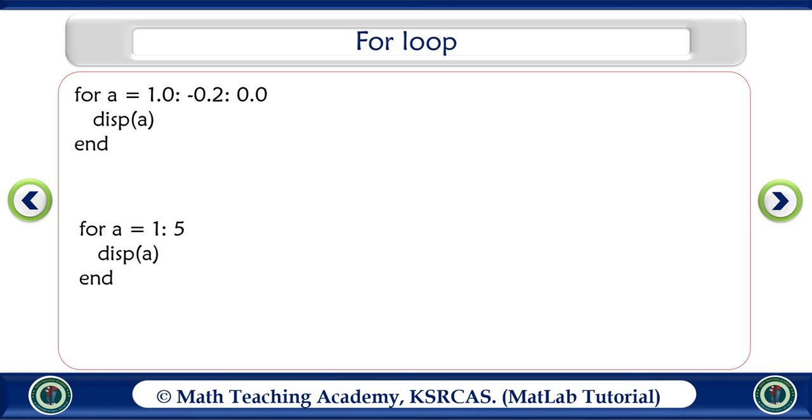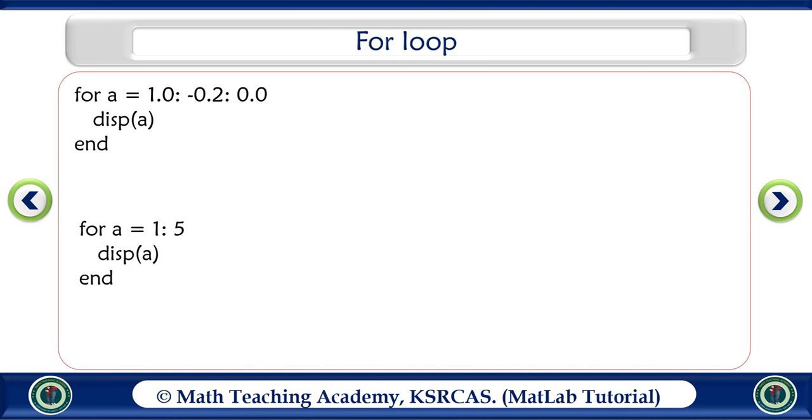Then the command disp of a is encountered. What will happen is the value of a is displayed on the screen. That is the value 1 is displayed on the screen. And then the control will transfer to end. When the end is executed, the control will again transfer to the for command.